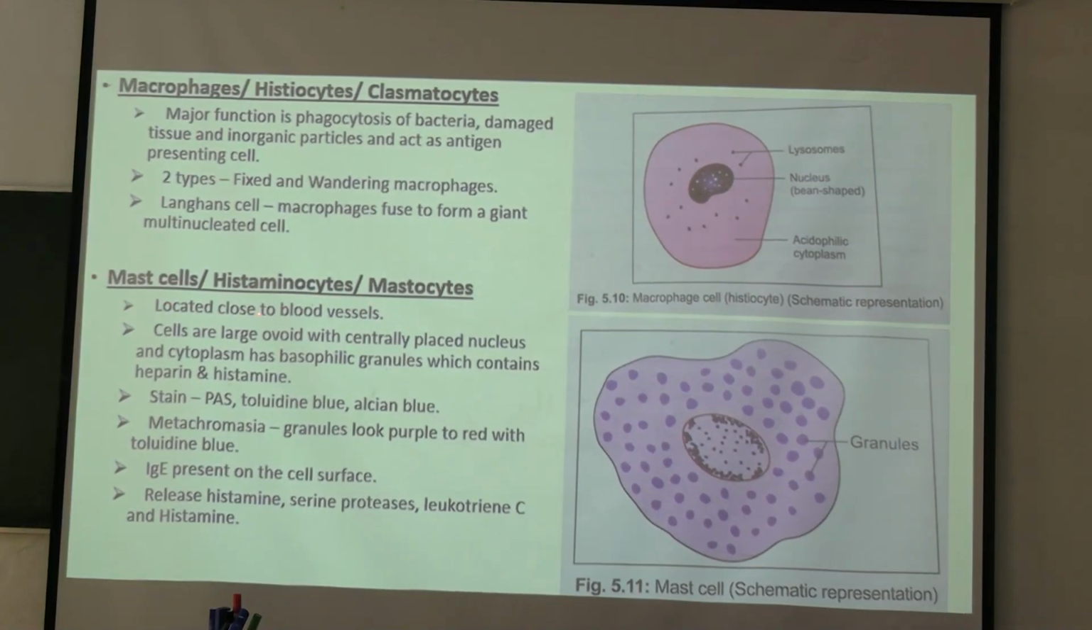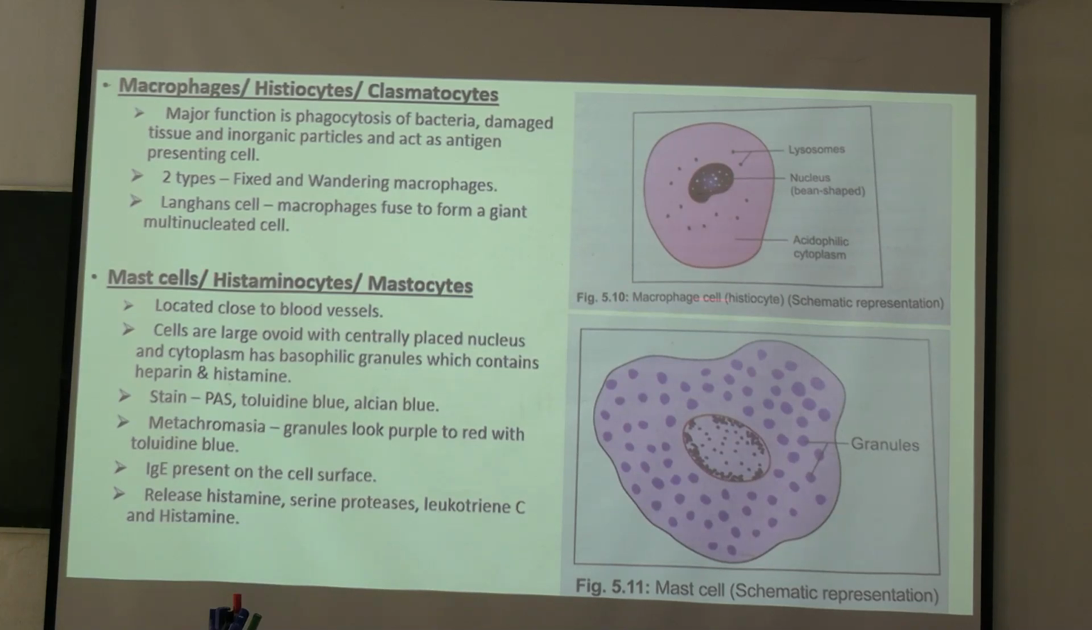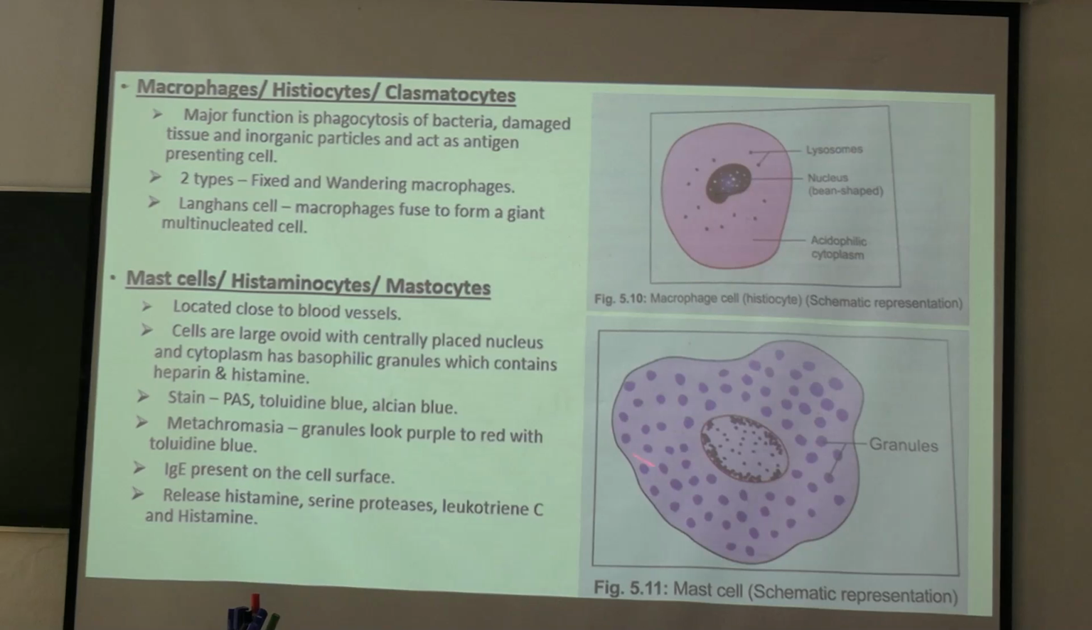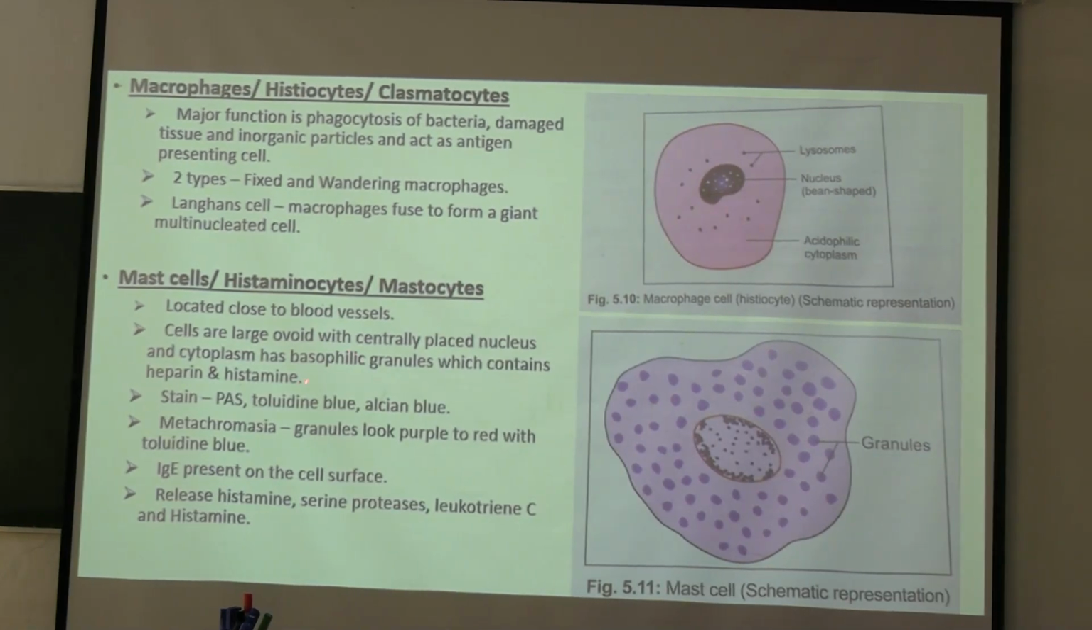Next we go to the mast cell, also known as histaminocyte because it releases histamine, and also known as mastocyte, located close to the blood vessels. Cells are large, ovoid with a centrally placed nucleus. This is the nucleus, and the cytoplasm has basophilic granules which contain heparin and histamine. This is important for viva and MCQ. These granules contain heparin and histamine in mast cells.